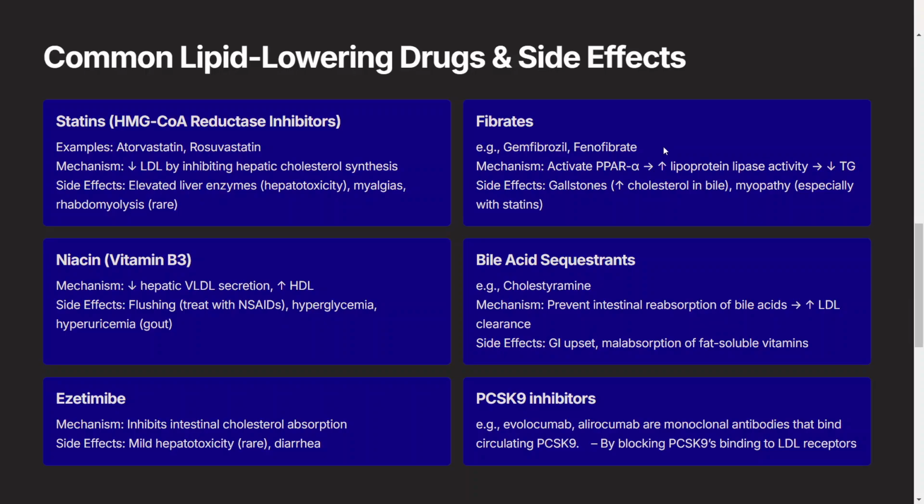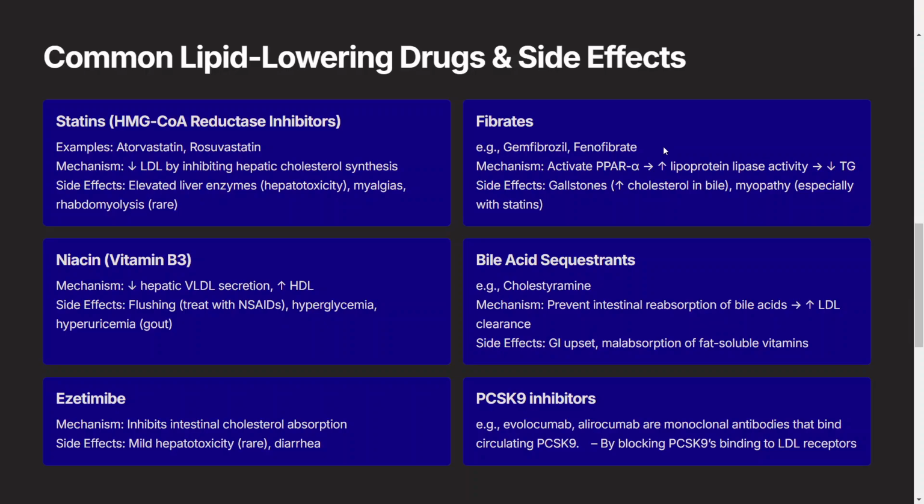Bile acid sequestrant, cholestyramine, is used a lot. Not usually for this purpose, but we use it a lot for other conditions, which we are going to talk about when the time reaches. But it's helpful to bind and reduce intestinal reabsorption of bile acids, and thus increase the LDL clearance. Side effects: we have GI upset and malabsorption of fat-soluble vitamins.